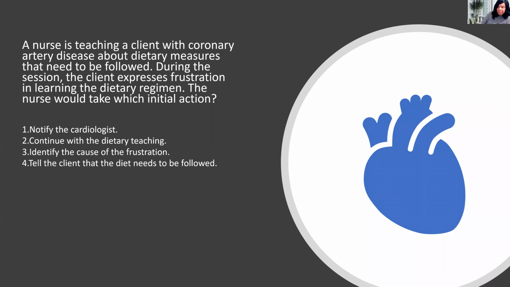Very good. If you look, there are 2 things that are in common here too. I don't know if anybody noticed: 2 responses that are very close. Does anybody know which 2? Do you mean the tell the client the diet needs to be followed and the continue with the dietary teaching? We're not accommodating them at all when you do that. Exactly, not at all.